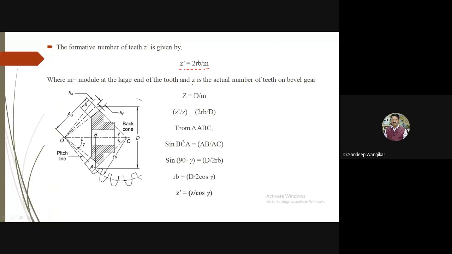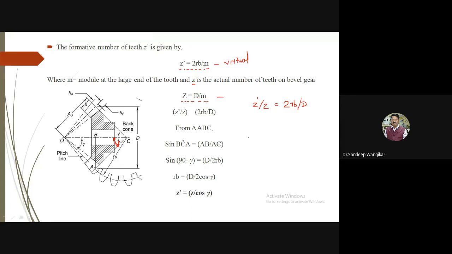Now let us assume that Z is the actual number of teeth. Then we can write Z equal to D by M. The earlier formula we wrote is for the virtual gear, and this is for the actual. Let us go for Z dash by Z. If I take Z dash by Z, M will get cancelled, and you will get twice RB divided by D. Now let us consider triangle ABC. Angle BCA is considered.